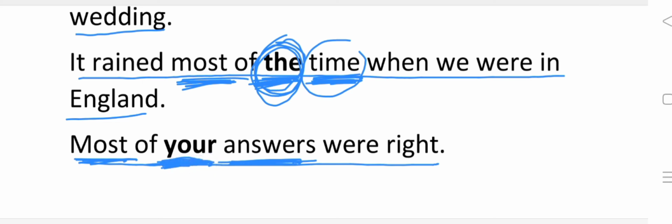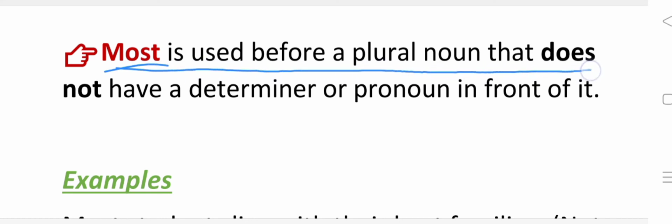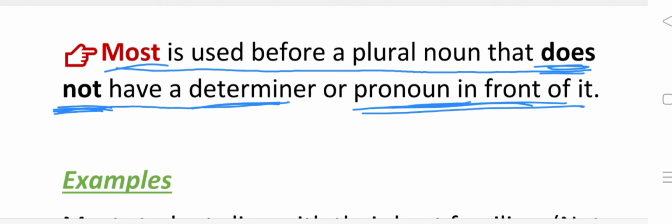Coming towards most, so most is used before a plural noun that does not have a determiner or a pronoun in front of it. Most of was followed by plural countable nouns or non-count nouns that were preceded by a determiner or a pronoun. But in the case of using most, we must not have a determiner or pronoun before a noun.